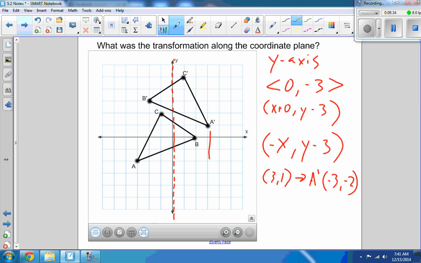Oops, I've got this backwards. It goes from A to A prime, so that should be y plus 3. My bad. So A was negative 3, negative 2. So A prime becomes 3 plus 3, so that's 1, 3, 1. There we go. I just had my A and A prime backwards. And it works. And that is the end of this lesson.